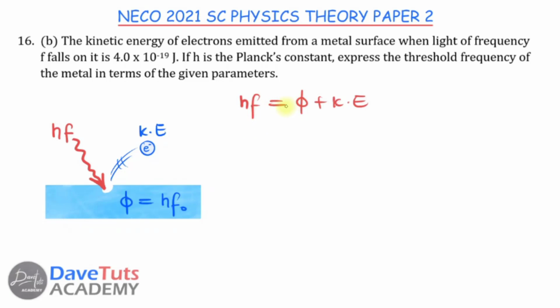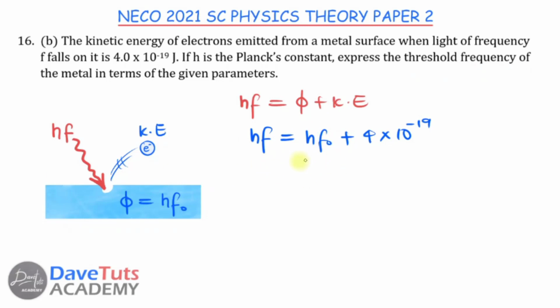So in this particular question, hf is equal to the work function plus the kinetic energy. Now the work function itself is the product of the Planck's constant and the threshold frequency f naught. So we have hf naught plus, since we are given the kinetic energy, we don't need to write K. We just write 4 exponent minus 19 joules. Since we are asked to express the threshold frequency in terms of the given parameters, we should make f naught the subject of the formula.